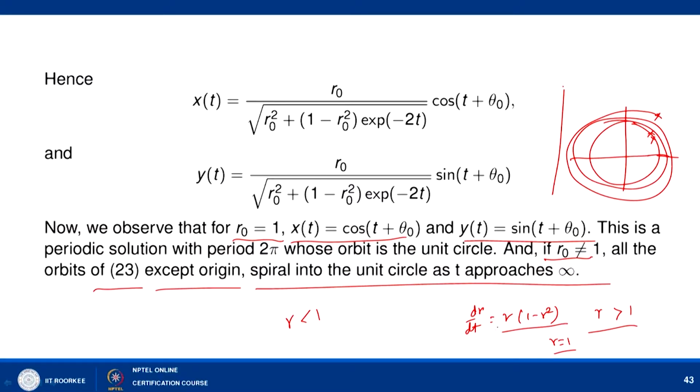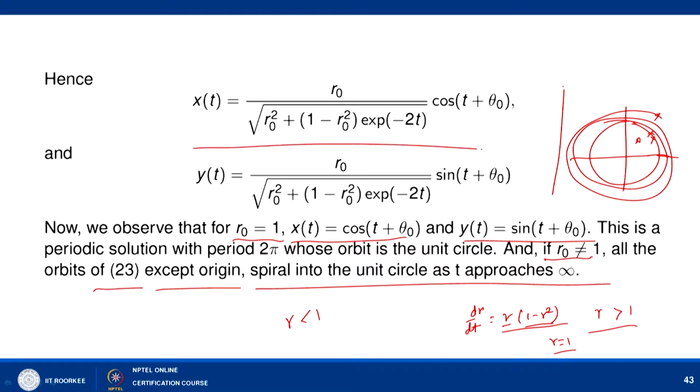Similarly, if I look at r less than 1, then dr by dt is now positive, because 1 minus r square is positive and r is also positive. So the radius vector is an increasing function of time t. If we take any solution somewhere here, then your radius will keep on increasing, right.